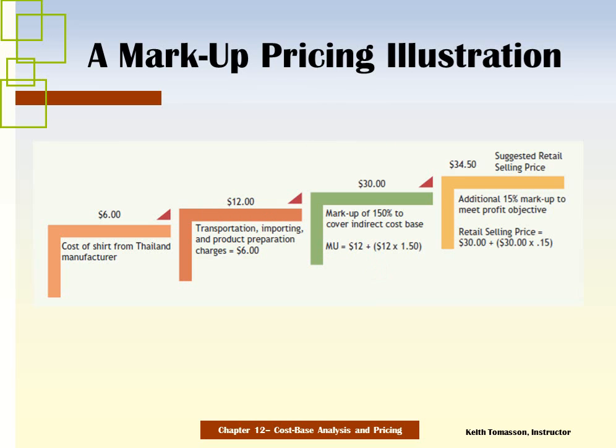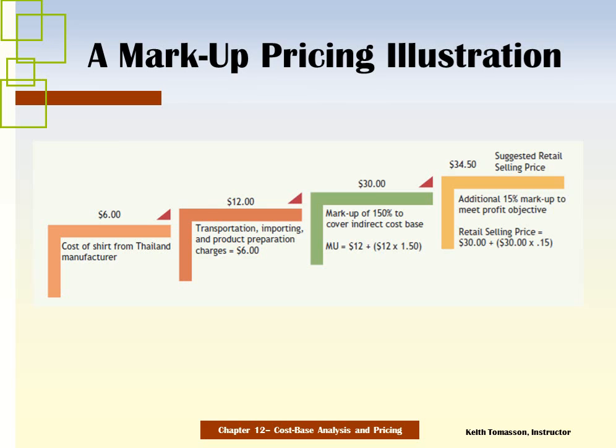So let's say we have a markup of 150% to cover off our indirect costs. So these are our fixed costs for operating the business. And in our example, the markup is 150%. So we will take the markup, $12, which is the cost of the product as we determined over here, times 1.5, and add that to the cost of the product. So now our price would appear to be $30, which covers all our fixed costs and variable costs.